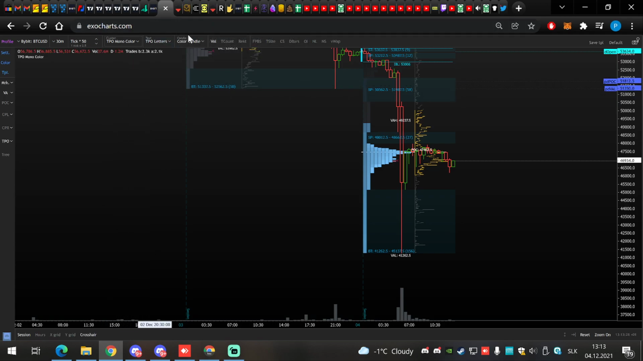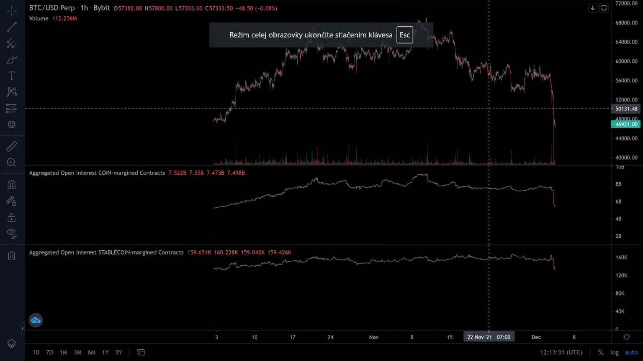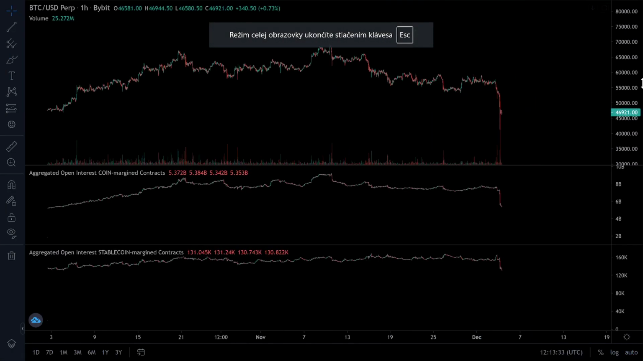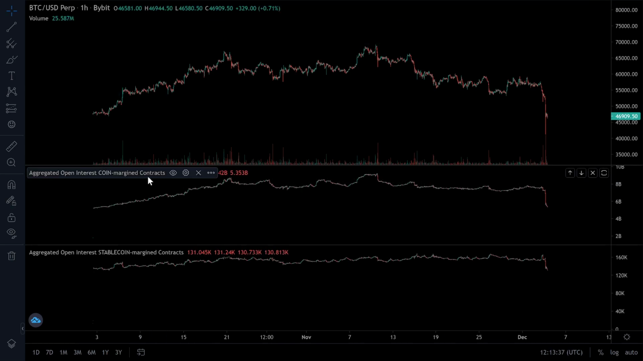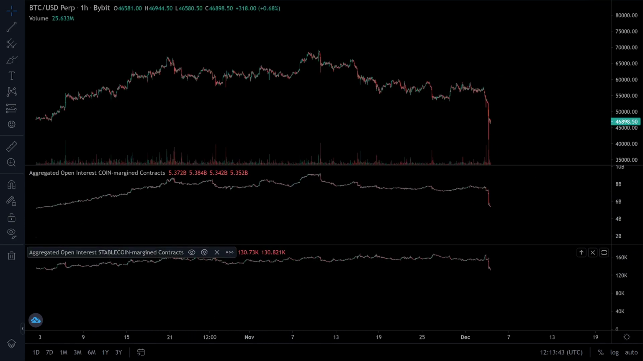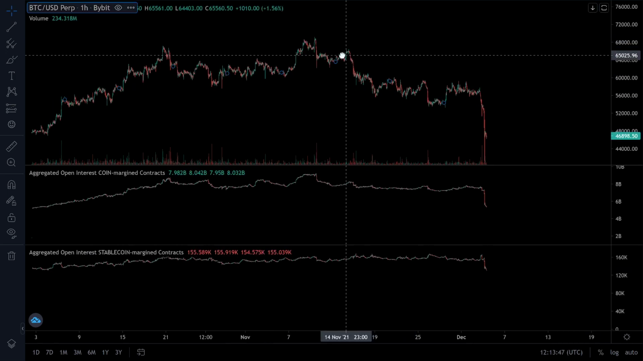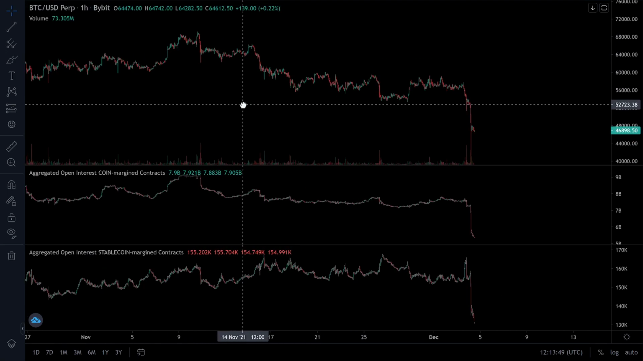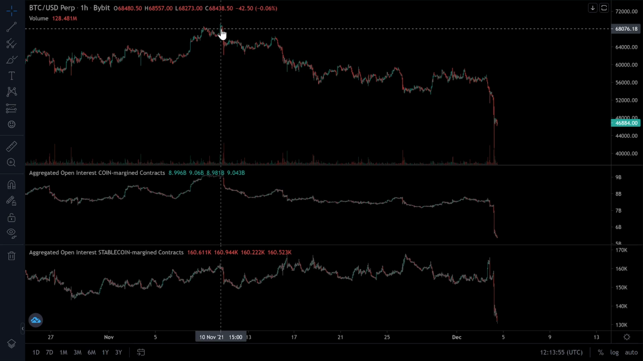One more thing I want to show you, also pretty important. So the first one is coin margin contracts. This is the spot, and the second one is stablecoin margin contracts. Okay, so this is the futures and perpetuals. And from this moment, it is very interesting to watch. Which moment I want to show you? Yes, from this moment.